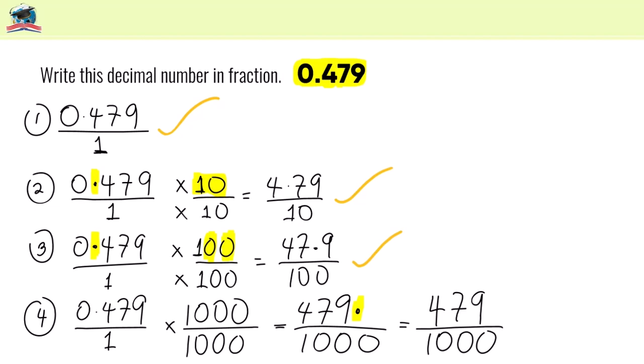And after it moved, we don't have to leave the decimal point there because there are no numbers after the decimal point. And if you leave the decimal point there, then it's going to look odd. And we don't want it to look odd. So therefore, we need to remove it. And that leaves us with 479 over 1,000. So that brings us to the end of this question. Beautiful.